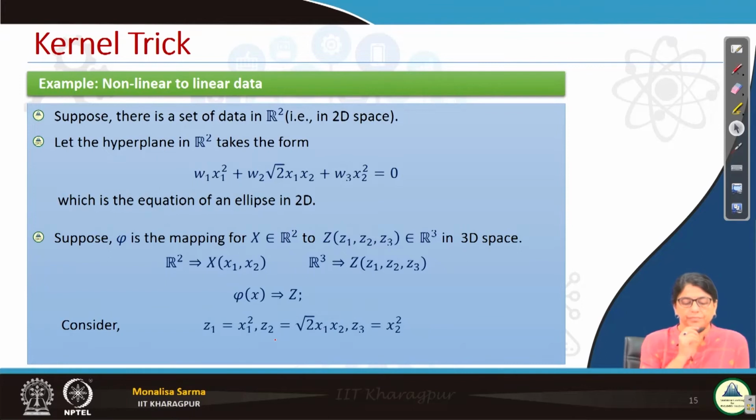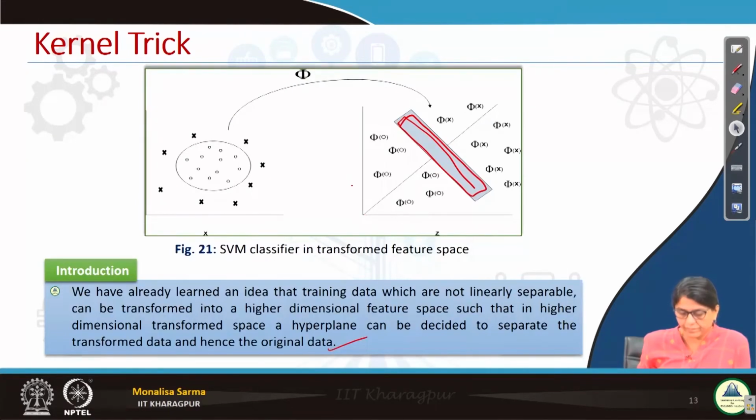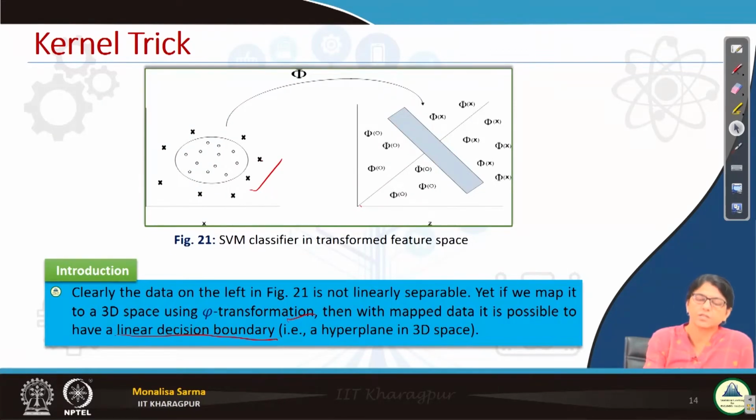So, see this example. Suppose there is a set of data in 2 dimensions in R2. We have a set of data which is 2 dimensional. Let the hyperplane in R2 take this form. Because these are not linearly separable, it is non-linearly separable. Suppose the hyperplane takes this quadratic form, which is nothing but the equation of an ellipse, or maybe you can consider this sort of data. This is an ellipse, right?